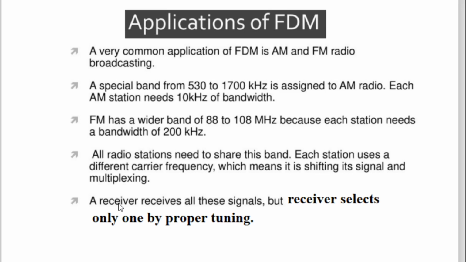Tuning the radio to a different radio station means catching the particular carrier frequency of that radio station, and your radio is doing the job of demodulation. It catches that carrier frequency, and then there is a demodulator which separates carrier and information. Therefore, see here, the receiver receives all these signals, but the receiver selects only one by proper tuning.